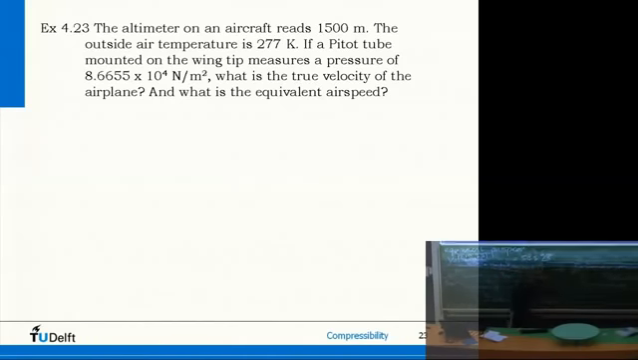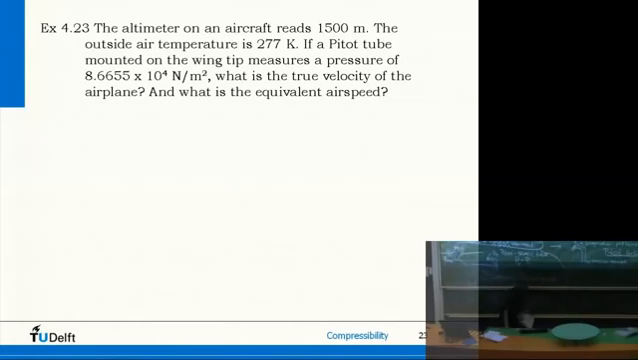So how much difference? So we just computed 62.8, 58.5, so about 93% of the actual value. So we're off about 10%. So that's equivalent airspeed. Questions? No, then we can continue with our compressible flow stuff.